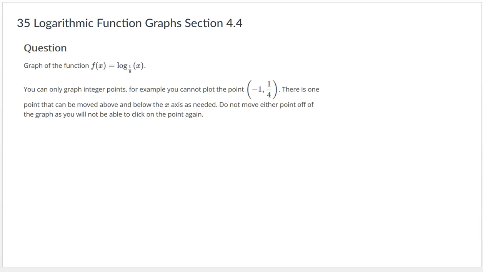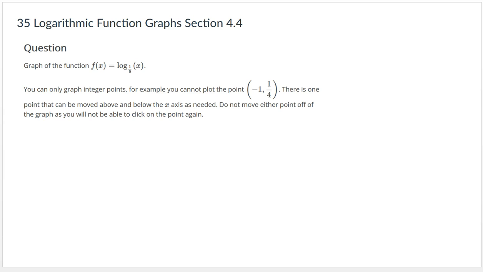Hey, I want to help you out a little bit with homework number 35, in case you're struggling. This is graphing logarithmic functions. And I have a question for you. I'll just pull one of them straight out of the homework, and I have a few hints to drop to you, and that'll help you get through the homework.